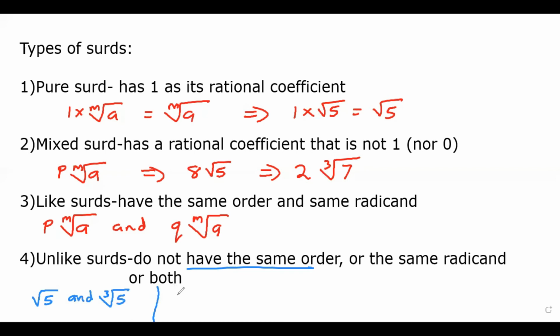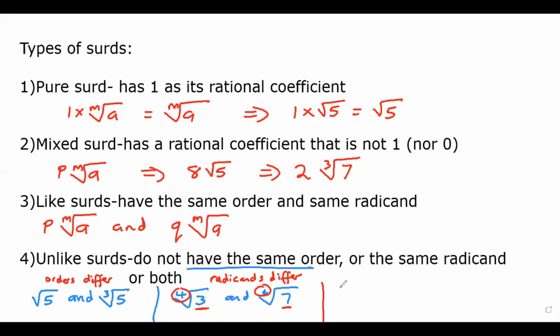So let's say we have 4th root of 3 and 4th root of 7. Now if you look at it, you realize that the orders are the same, but the radicands are different. Because the radicands are different, they are unlike surds. So these are when the radicands differ, and the previous example was when the order differs. And now we're going to do an example when both are different.